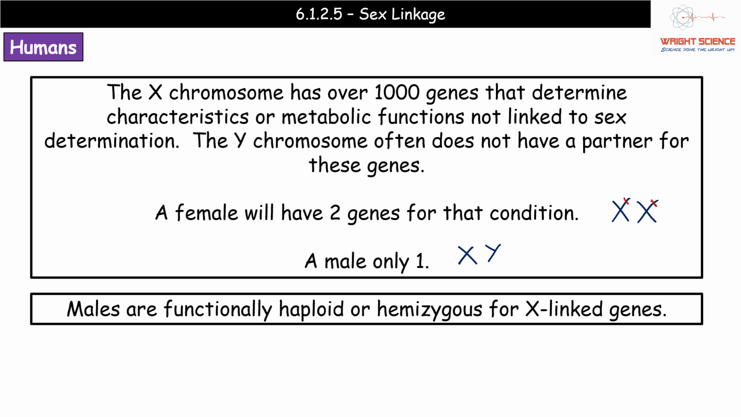So what we find is that we may have our little gene down here on the X, but there's nothing on the Y. So that means that a male will only have 1 gene in that position, which means that males are what we term functionally haploid, or we can call them hemizygous. So hemi there means half basically. So we can term them functionally haploid or hemizygous for these X-linked genes. These genes occur on the bit of the X chromosome that is not present with a complementary gene on the Y.